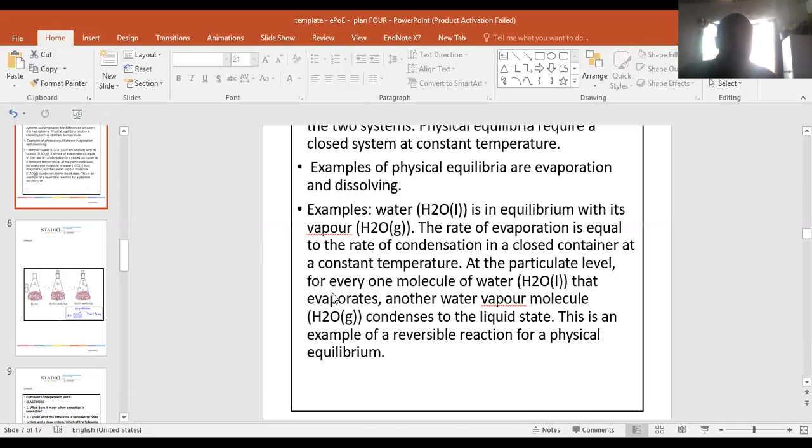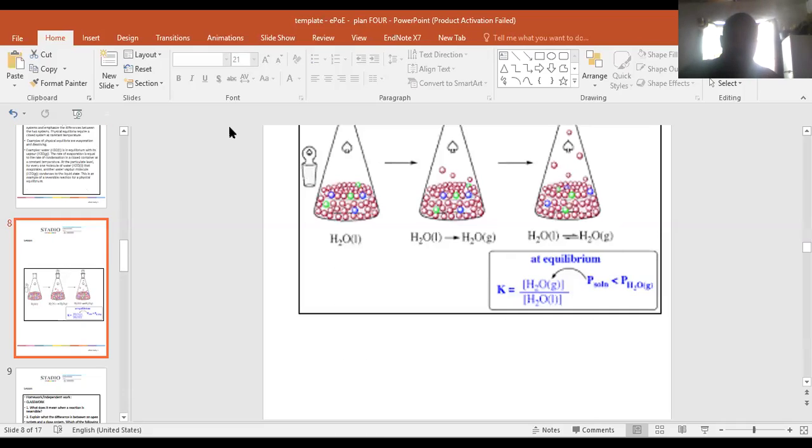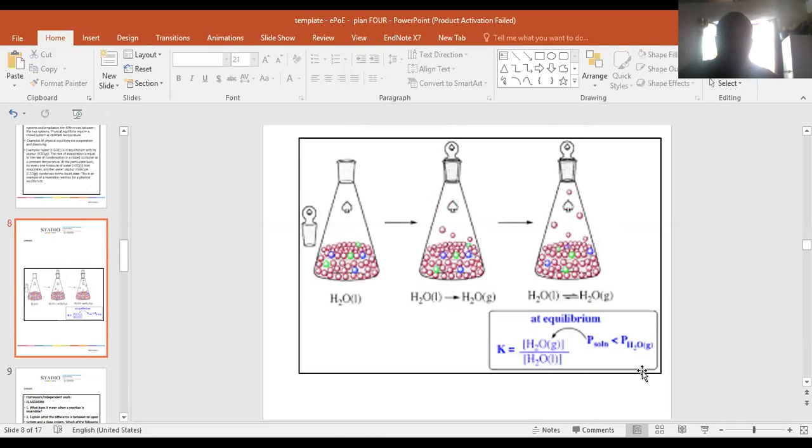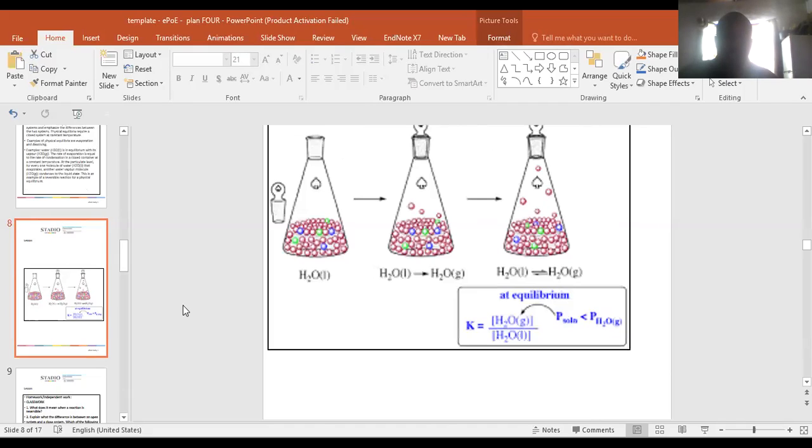Let's look at this. This shows what is happening at the equilibrium state. You understand? This is your homework.